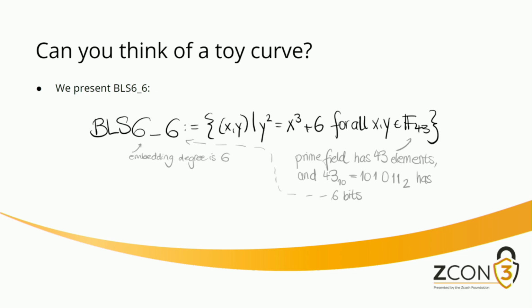So what we introduced is BLS 6-6 with embedding degree 6. It looks like this: y squared equals x cubed plus 6, all in F43. We are doing that over F43, and since 43 in bits has 6 bits, that's why it's BLS 6-6. That's how we normally name BLS curves. So this is the curve that we introduced and on which we can now do calculations.